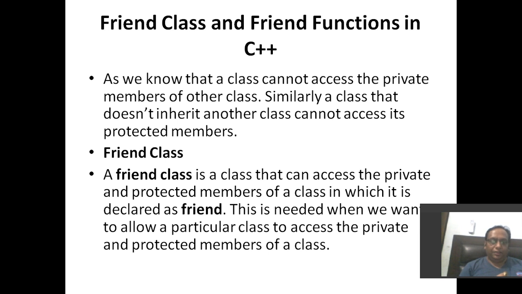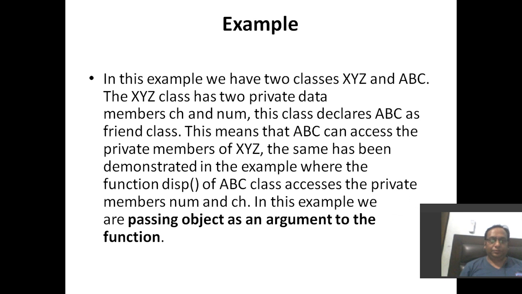For declaring a friend class, we just need the keyword friend. Friend is simple, just like a friend, it works as a friend. So when a friend class is declared in any class, it can access its protected and private members easily. This is needed when we want to allow a particular class to access the private and protected members of a class. How can we access them? We can see this with an example.